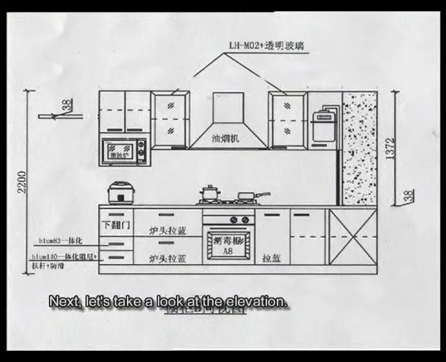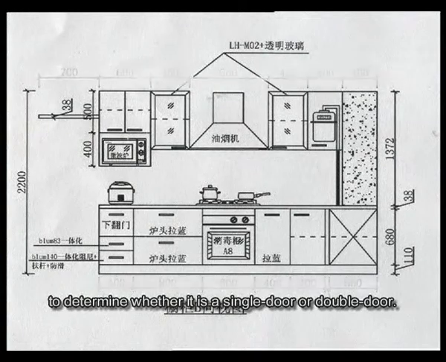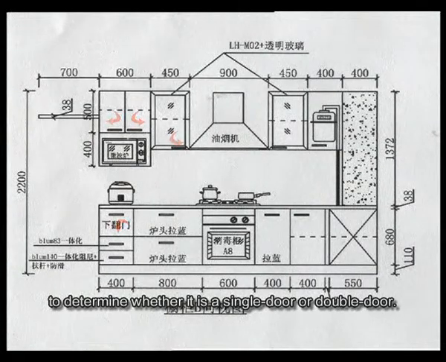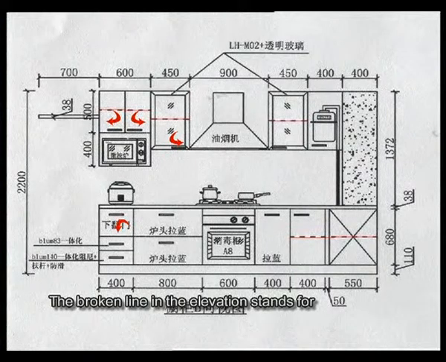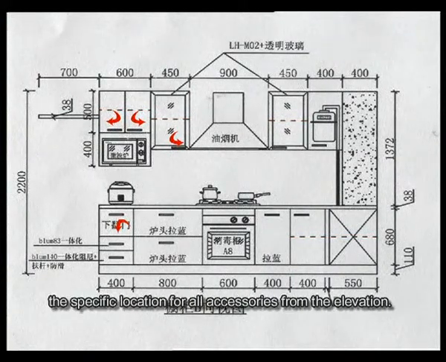Next, let's take a look at the elevation. We can see the height, width, and the opening direction of each cabinet to determine whether it is a single door or double door. The broken line in the elevation stands for the adjustable shelf, and we can also determine the specific location of all accessories from the elevation.